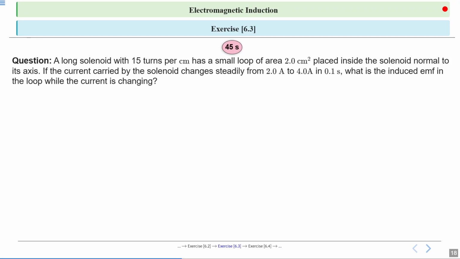A long solenoid with 15 turns per centimeter has a small loop of area 2 centimeter square placed inside the solenoid normal to its axis. So this is not a separate area. This is the area of cross section of the solenoid only, they have just twisted the words. So this is the cross sectional area of the loop that is perpendicular to its axis and having value 2 centimeter square. If the current carried by the solenoid changes steadily from 2 ampere to 4 ampere in 0.1 second, what is the induced EMF in the loop while the current is changing?